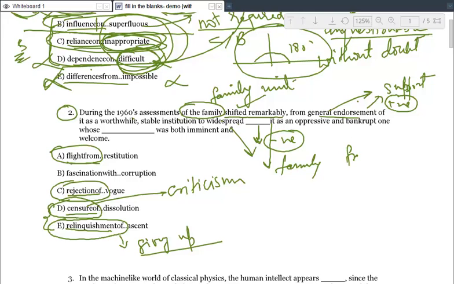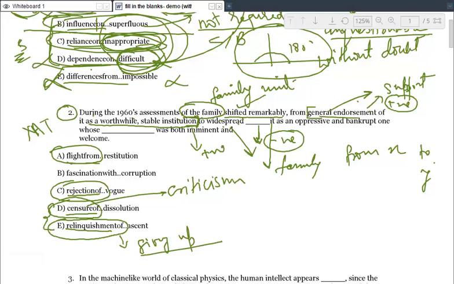It is from X to Y. From X to Y. This is the idiom. So it shifted from general endorsement of what? Of the family as a worthwhile, stable institution. So this is one idiom. The language is very complicated. That's why you must try to understand the language first. These kinds of questions are very common in SAT, where you have very complicated structure. During the 1960s, assessments of the family shifted from, what is this from? This is general endorsement of the family as a worthwhile, stable institution. To, so this entire from should be positive.